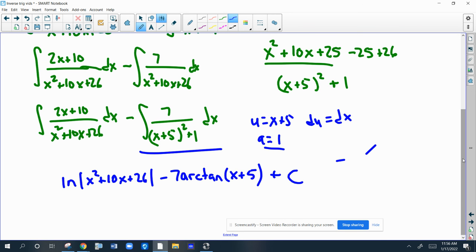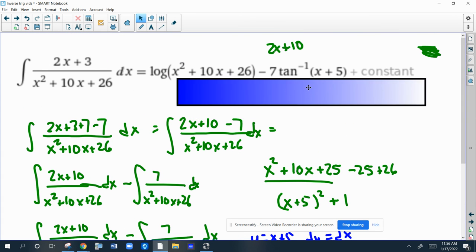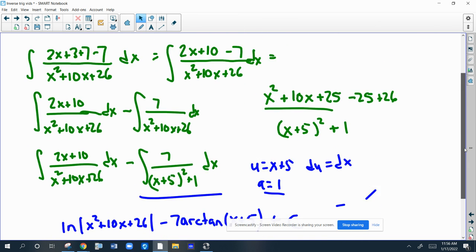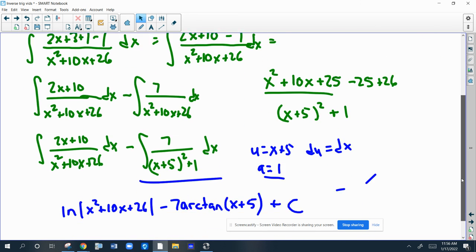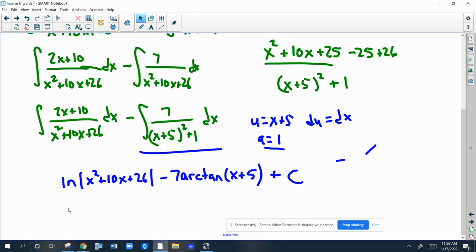And that's that. Let's see what Wolfram had to say about this one. I think this one turned out to be pretty straightforward, so I think we should have a match. Natural log of x squared plus 10x plus 26 minus 7 arctan of x plus 5. Yes, that is it. So it wasn't too bad after you just saw that technique, and now that you see it, you can apply it to any other problem you come across.